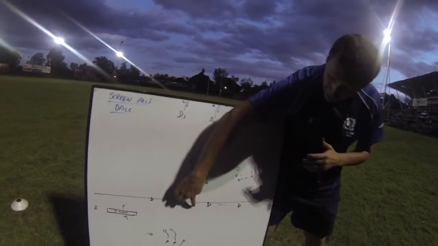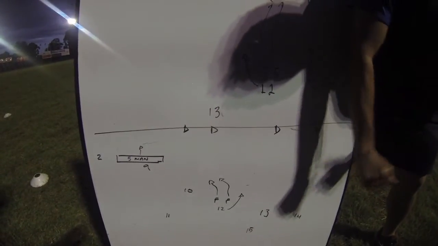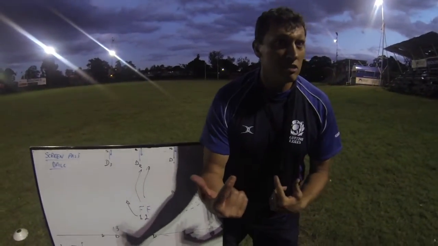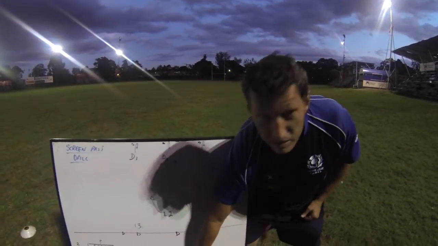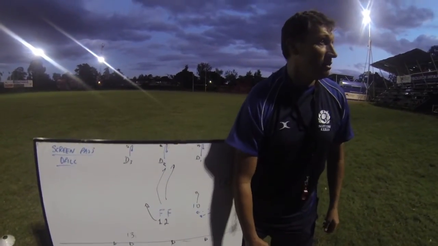10, looking for 2 forwards, running that hard line. Okay? Stop the defenders here. They're forwards, or a 12 hopefully. And we're playing it either to 12, or we can play to 11 really deep, who then hits the outside backs in the wide channel. Okay, now I know some of you have already looked at this and gone, actually, what can 13 do? 13 is going to run what kind of line? And screen pass to 15.